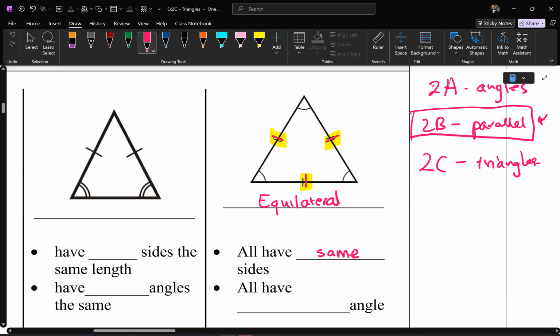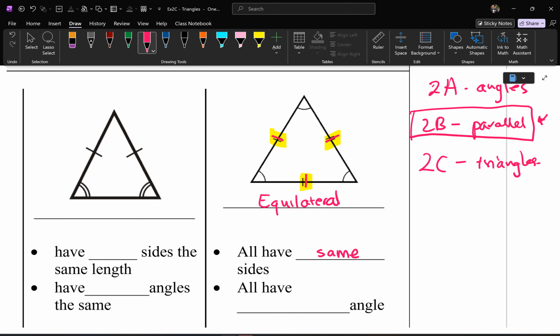But not only that, what's another feature of an equilateral triangle? Let's go with Mark. We've got all the sides are the same and... Very good. All the corner angles, which we call internal angles, each vertex or corner has the same angle. The nice thing about equilateral is that they all have the exact same number. Now, we know what that number is. Anyone know? Hands up. What's the number?